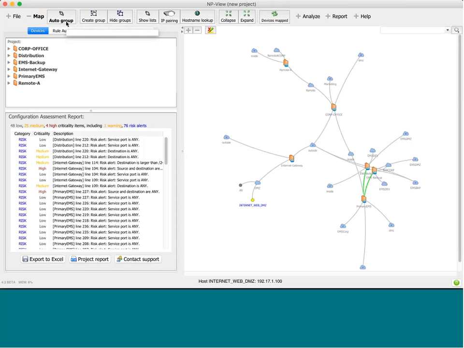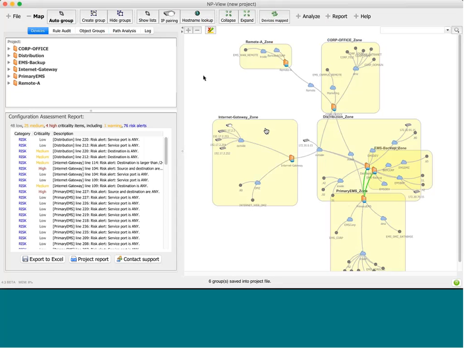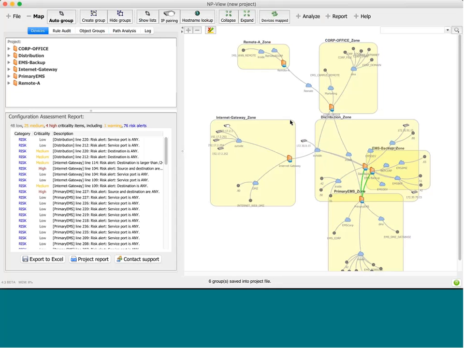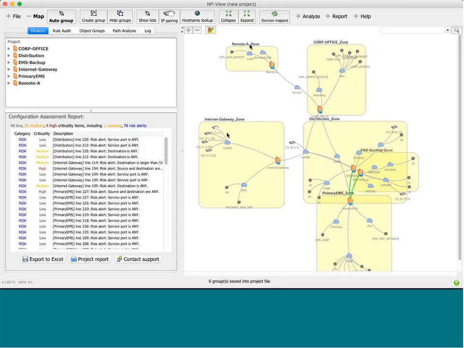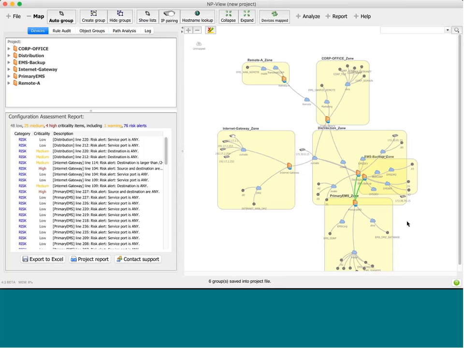Users can automatically group the different zones that the firewalls are protecting, so that you can see where the remote access, internet access, corporate office, the SCADA network, the EMS, the energy management system, or the backup EMS are located in the network. And that zoning will help us when we do a path analysis to understand if there are paths that are violating the policy.